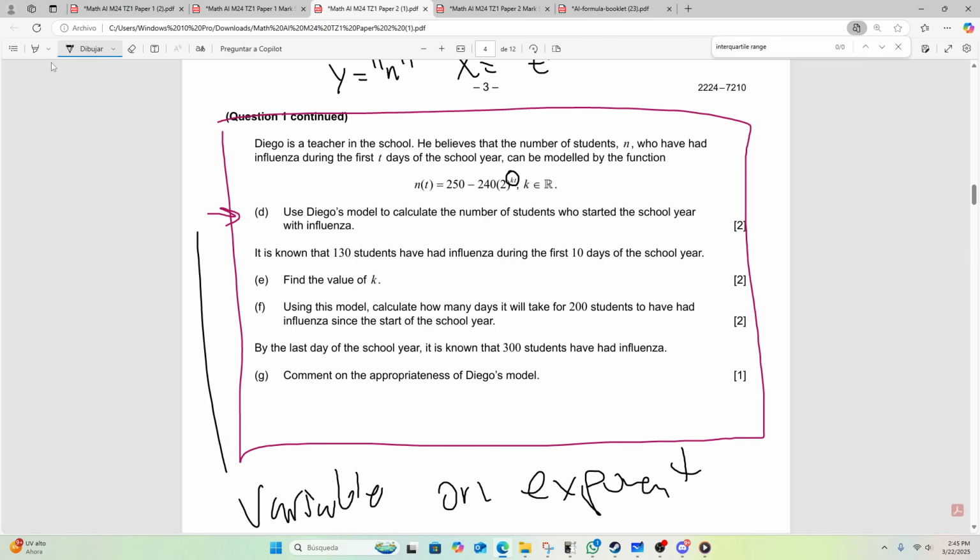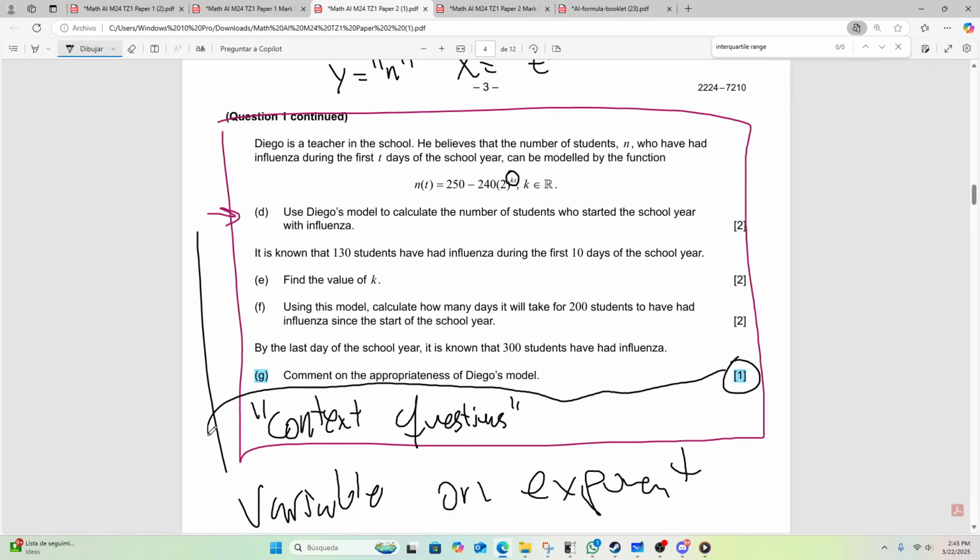What I can mention, however, and this is awfully specific, but I'm still gonna do it, is a quick tip or trick. Here, it says, comment the appropriateness of Diego's model. And so notice, sometimes you can skip ahead, especially when it's worth 1 point. There's a couple of what I call context questions. Whenever there's context questions, they're usually worth something like 1 point, see? And so you can answer this without answering anything else.